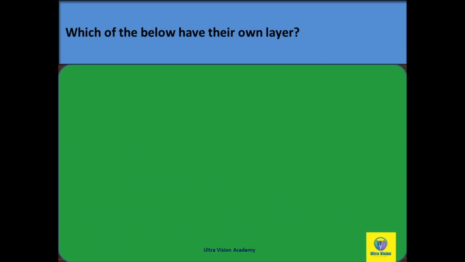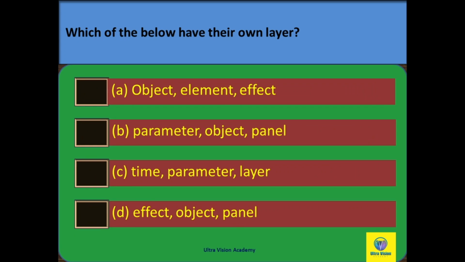Next, which of the below have their own layer? Options are A object, element, effect, B parameter, object, panel, C time, parameter, layer, and D effect, object, panel. And the correct answer is A object, element, effect.